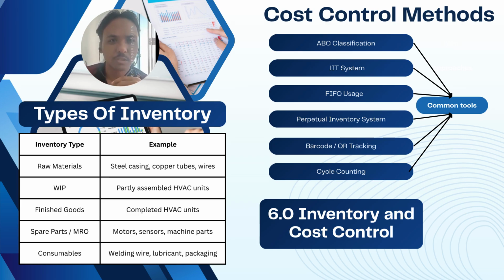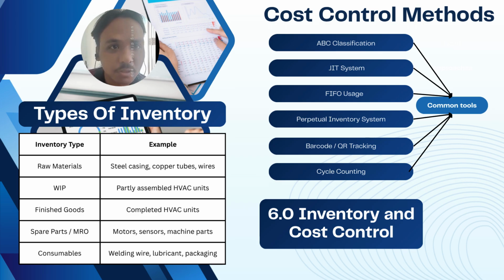Now moving on to my part, which is inventory and cost control. For Inotech company, we have several types of inventory that we can classify. The first one is raw materials, for example, steel casing, copper tubes and wires. Then WIP, which is partly assembled hatchback units; finished goods, which are complete hatchback units; spare parts, which are motors, sensors, and machine parts; and consumables, which are welding wire, lubricant, and also packaging.